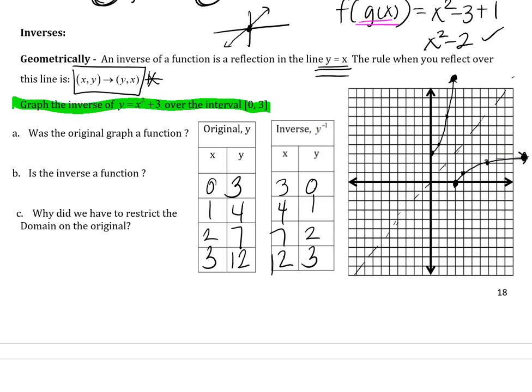Anyway, the reason I restricted this function to just a little bit is because imagine what would happen if the other half of the parabola existed. Then the other half of the parabola exists over here, and that doesn't pass the vertical line test. So in order to keep the inverse being a function, I restricted the original function.